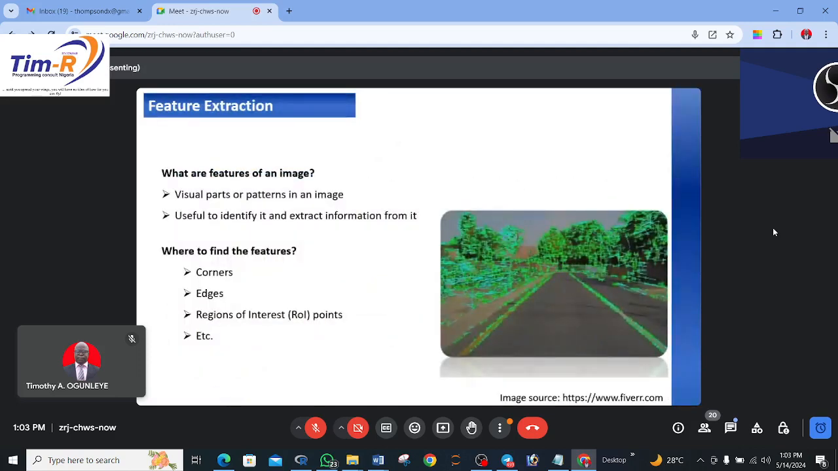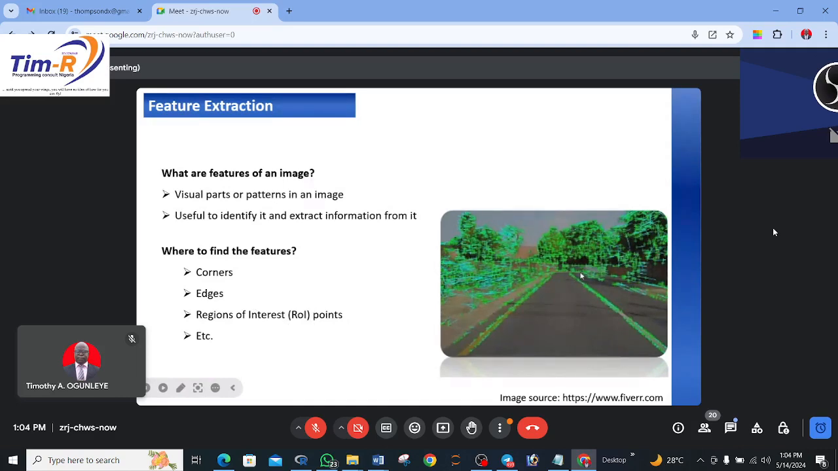Now, still on feature extraction. What are features of an image? When we talk about features of an image, what are the things that we need to consider? We look at visual parts or patterns in an image. An image has visual parts and patterns, and it is useful to identify it and extract information from it. It's the information that we want. And where do we find the features? They are always at the corners, the edges, the regions of interest, which is the ROI, the key points, etc., depending on the feature we want to extract.